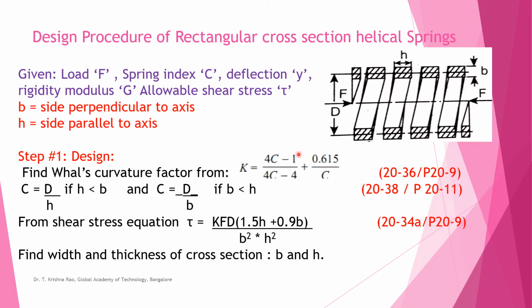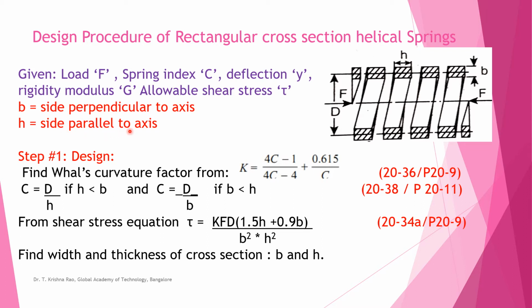Rectangle has two dimensions, B and H. Since two unknowns are there, a ratio between B and H will be given. Sometimes H is 2B, sometimes B is 2H, like that. Some ratio is given, 1.5 times, 2 times, like that. The ratio of the sides is given to us, and the load as usual F, spring index C, required deflection, allowable stress, rigidity modulus. These five are common for all the springs. In addition, for a rectangle, the sides ratio is important for us.